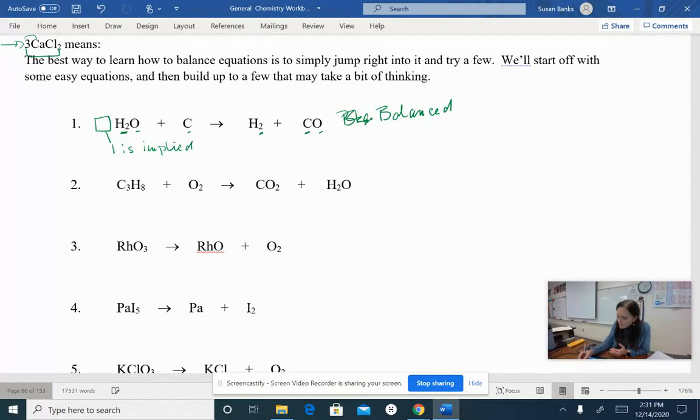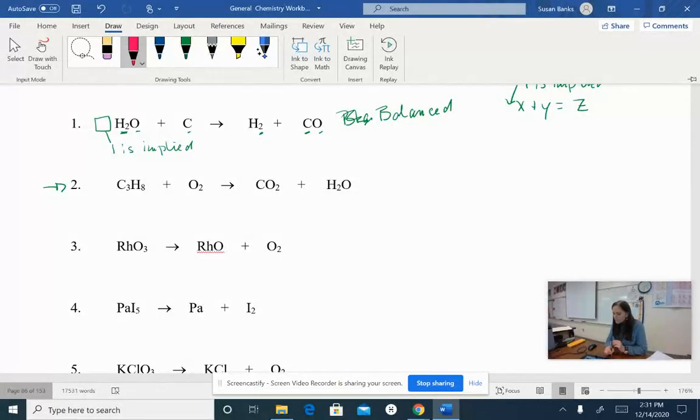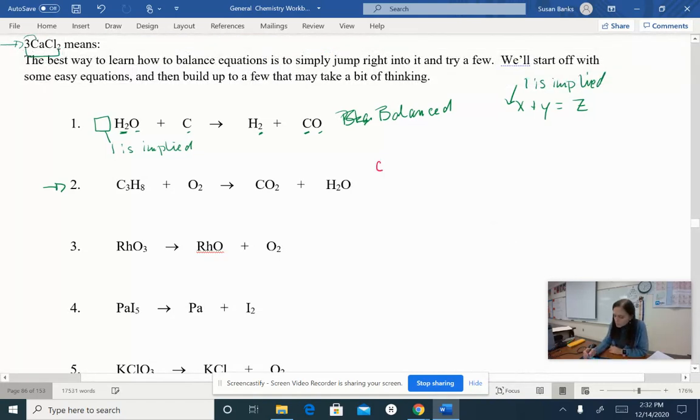Just like if in a math equation I have x plus y equals z, if I don't have a coefficient here, a 1 is implied. Okay, same thing with chemistry. All right, let's look at this next one. Now notice that this next one is made up of completely hydrogen, carbon, and oxygen. So when you see an equation that's completely made up of carbon, hydrogen, and oxygen, I want you to do it in a certain order.